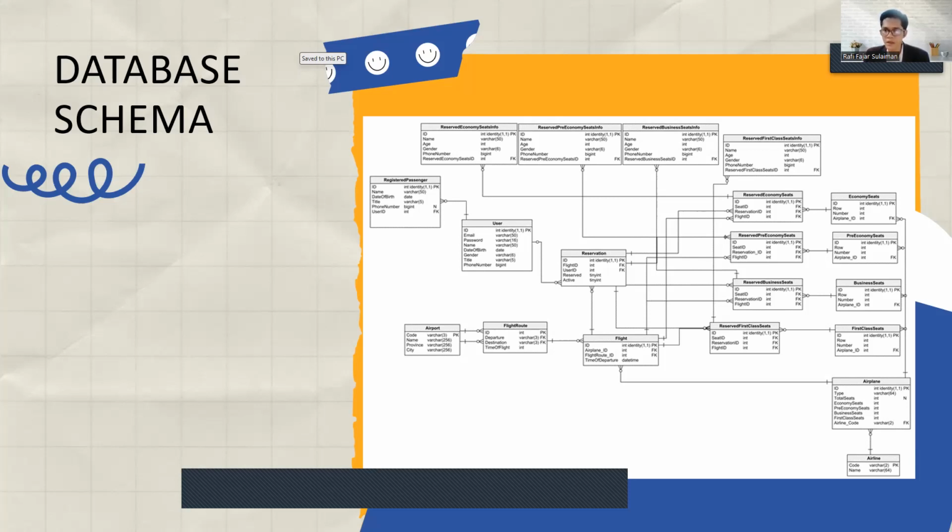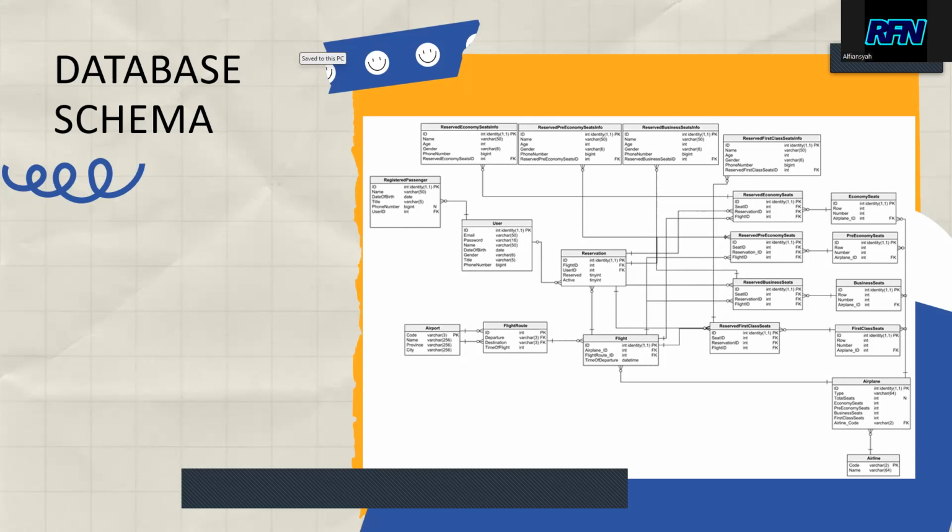Next, connected to the reserved economy seats and other seats table, we have the info, the reserved seats for the information. It consists of the name, age, gender, phone number, and the foreign key for connecting it to the reserved economy seats.